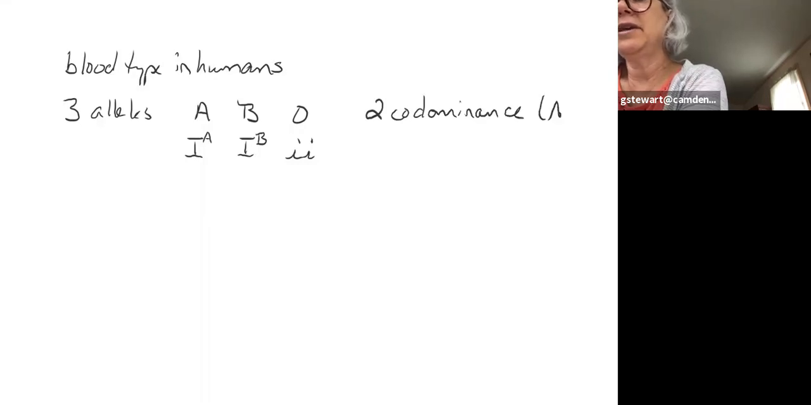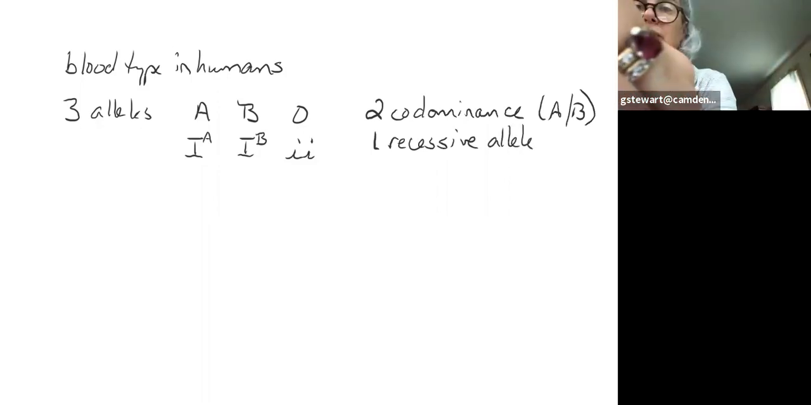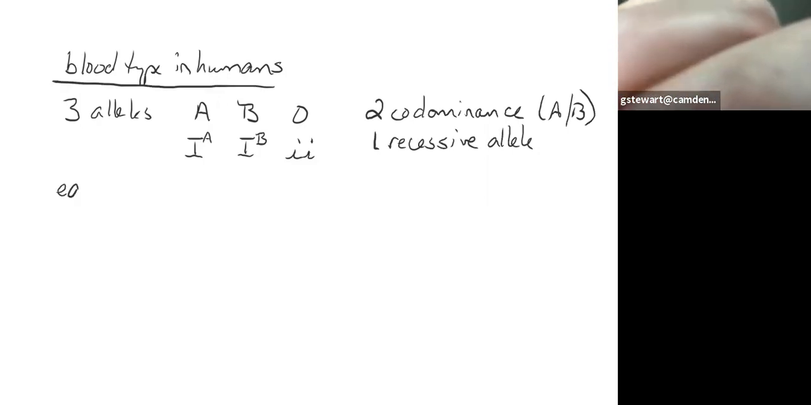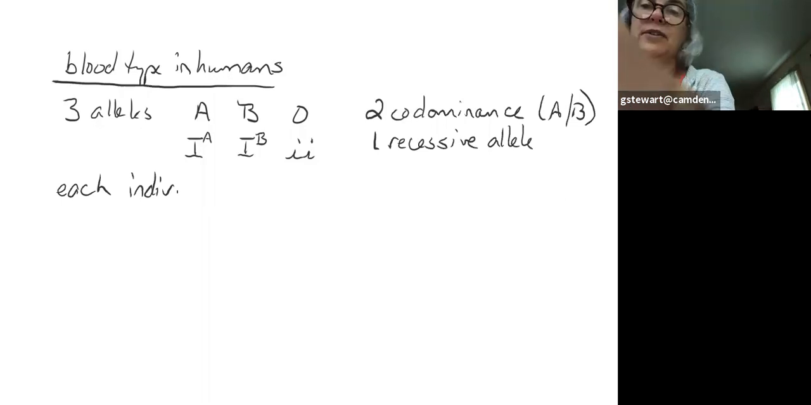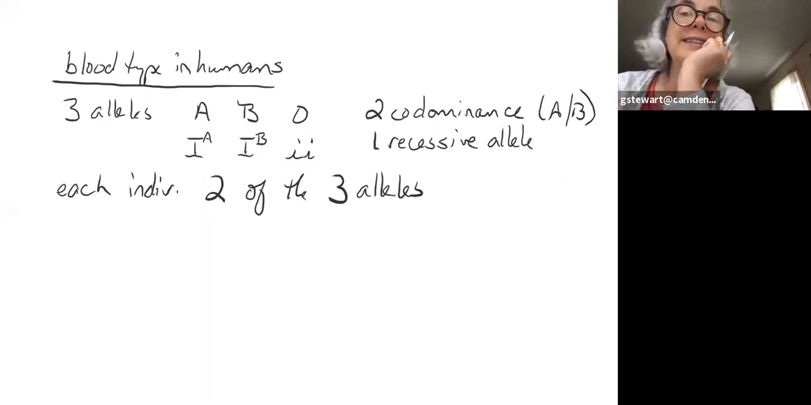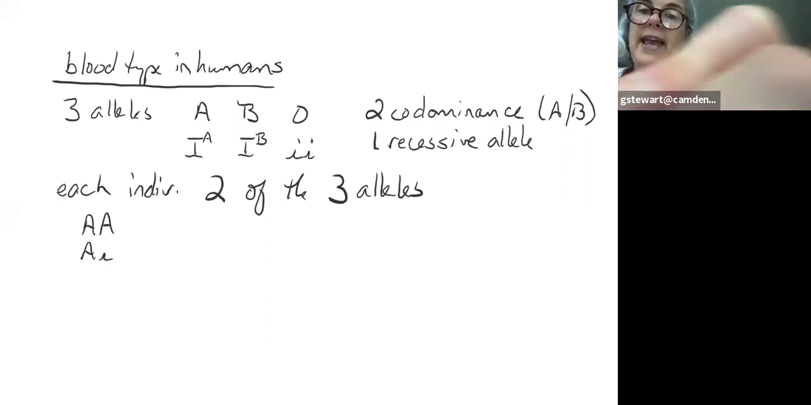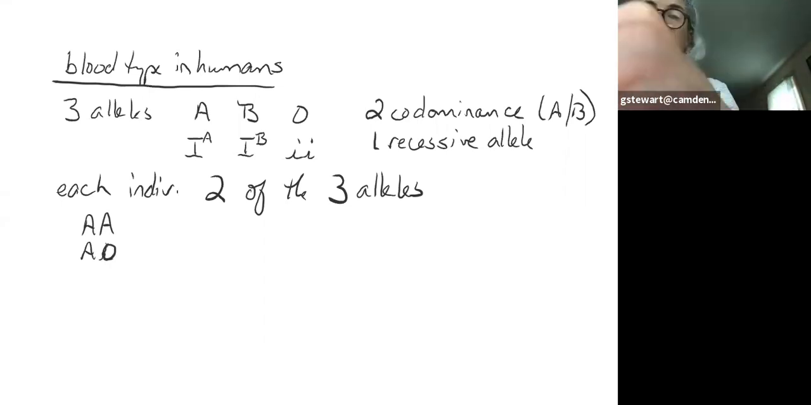That would be the A and the B allele. And then there is 1 recessive allele. Each individual, each one of us, we can only have 2 of the 3 alleles, right? Because we're 2N, not 3N. So we're going to get some combination of blood type A, or A carrying the recessive O. Right, so this would be like, in your book, you're going to see it looking like this.